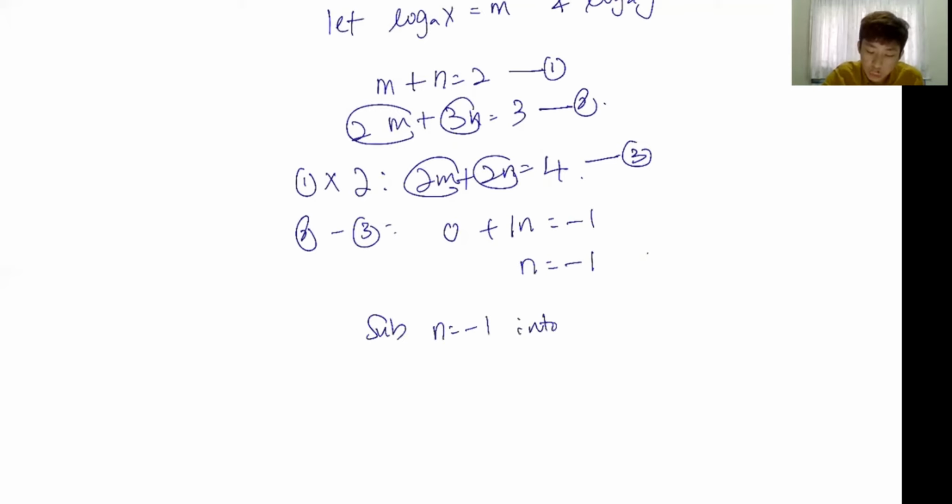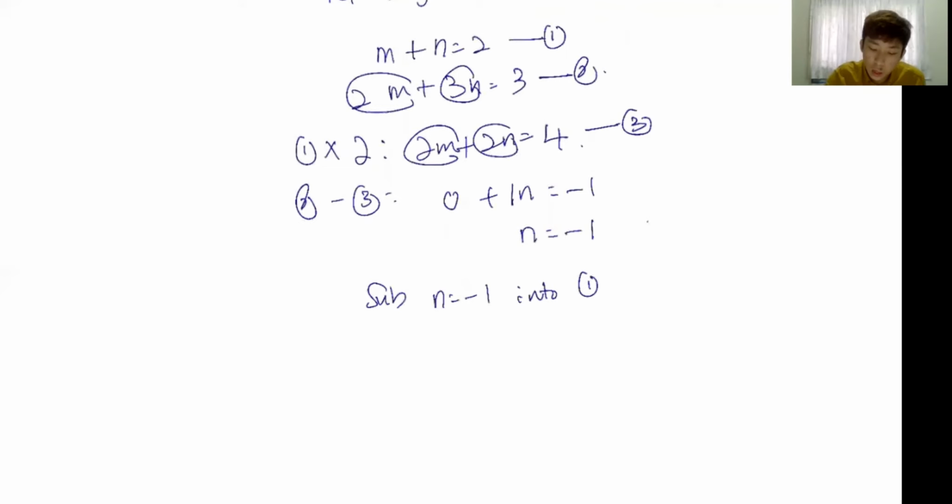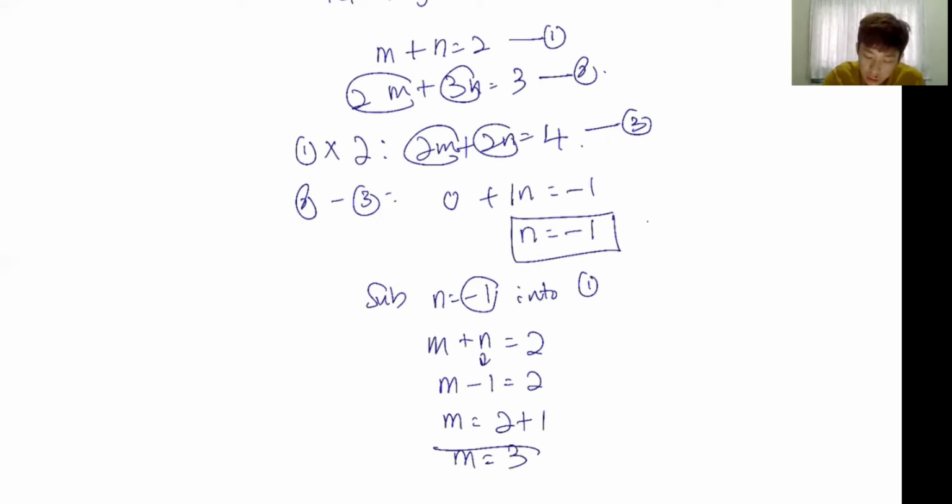First equation looks simple to me, so I put equation 1. So what I do is, you know that equation 1 is n plus m plus n equals to 2. So since I found n is negative 1, I substitute n as negative 1. Minus 1 equals to 2. I just basically substitute, okay? So m, you plus 1 both sides, you get 2 plus 1. M equals to 3. So I found the answer already.